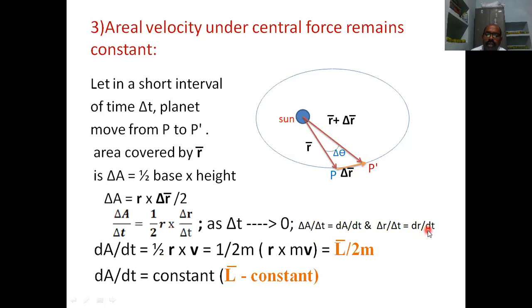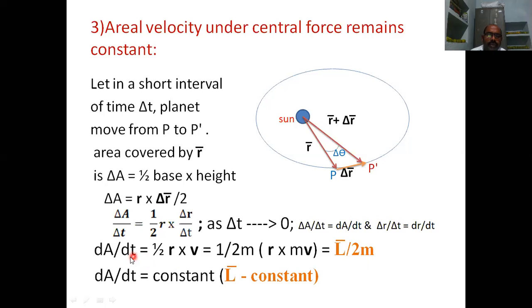Now dr by dt is velocity. So here we are substituting dr by dt equal to velocity v bar. Now dA by dt is equal to 1 by 2 r bar cross v bar. We multiply and divide by m. So m v bar is p bar, and r cross p is again the angular momentum vector L bar. Therefore we get L bar by 2m here.